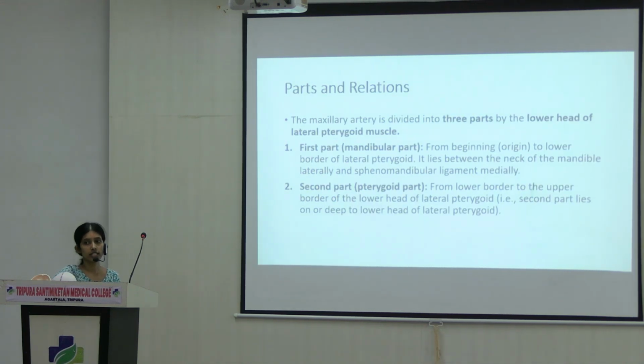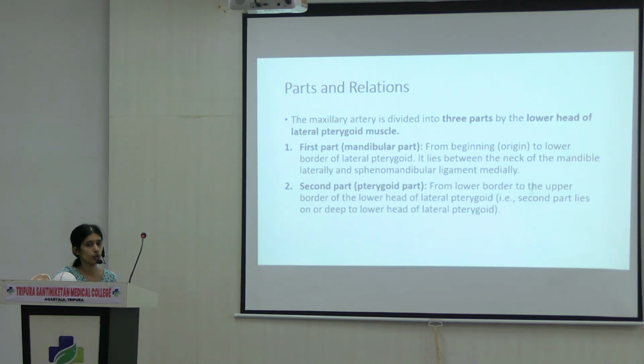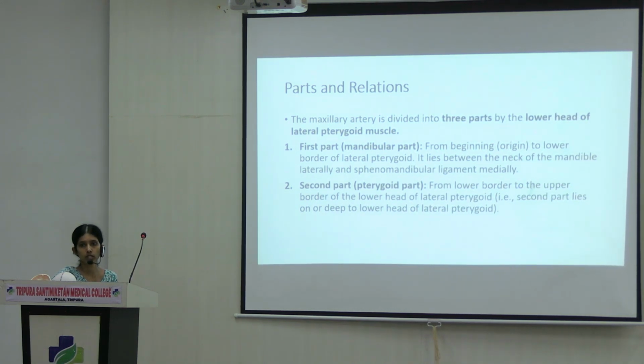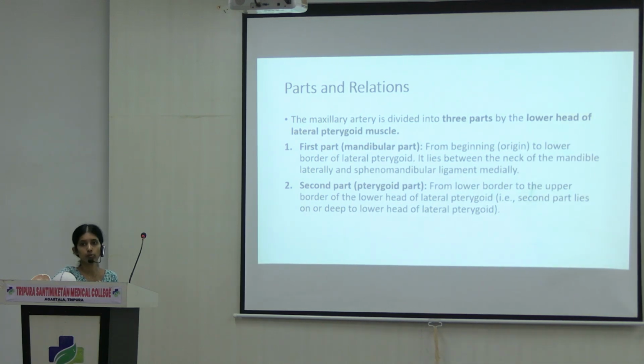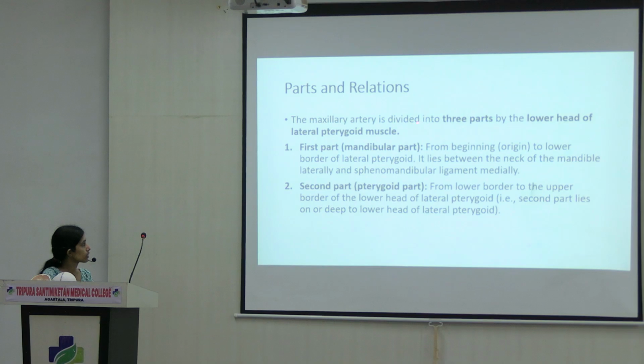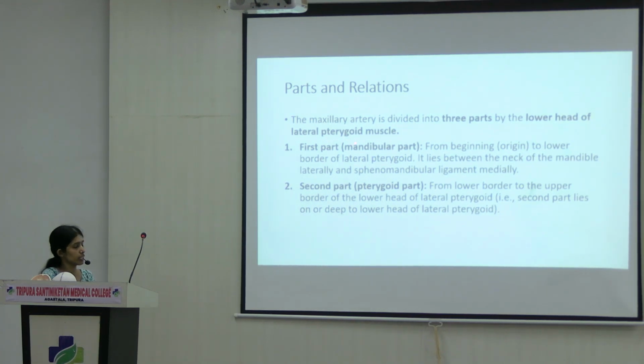Your maxillary artery is mainly divided into 3 parts. We call them first part, second part and third part, and each part gives around 5 to 6 branches. So, you should know the names of all 5 or 6 branches of each part of the maxillary artery. Okay. The maxillary artery is divided into 3 parts by the lower head of the lateral pterygoid muscle. It is an MCQ question.